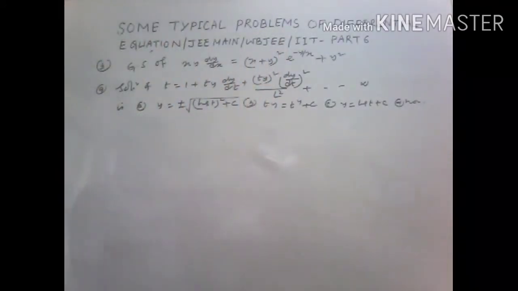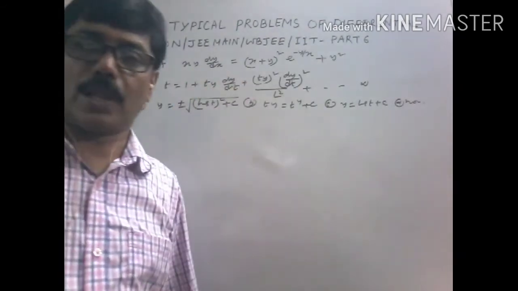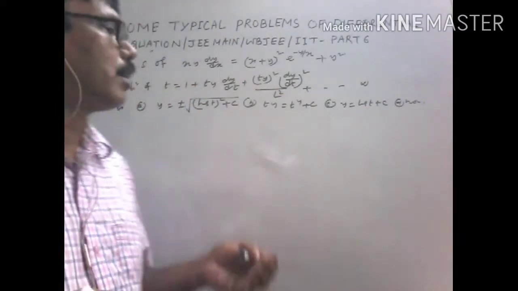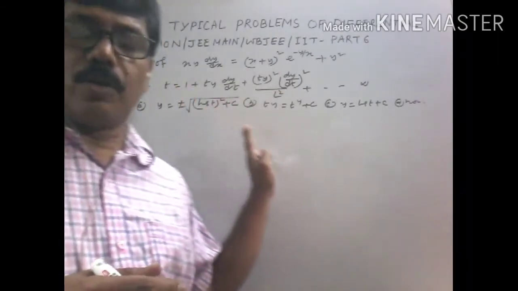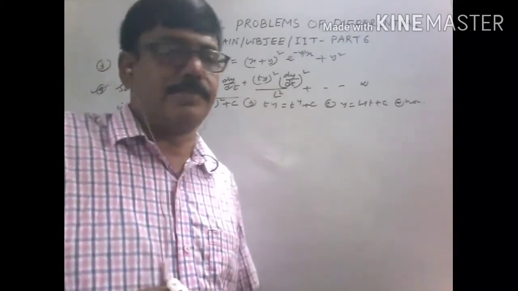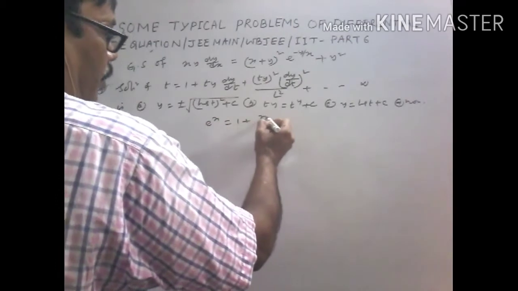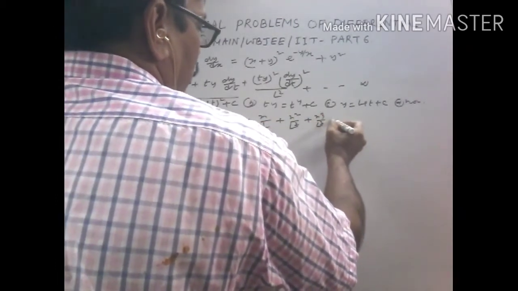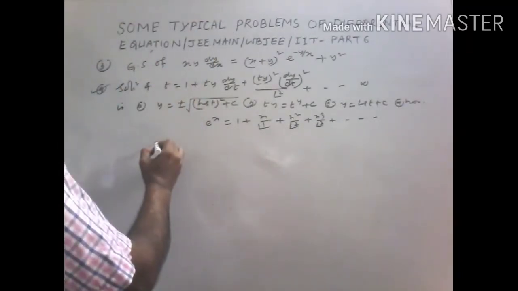Now we consider these two differential equations. So differential equation 9. This is a very simple problem. You need only the formula of e to the power x. I have also already solved a problem like this. So look, e to the power x equals 1 plus x by factorial 1, plus x square by factorial 2, plus x cube by factorial 3. So use this idea in this equation.